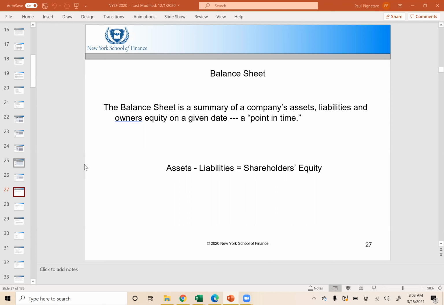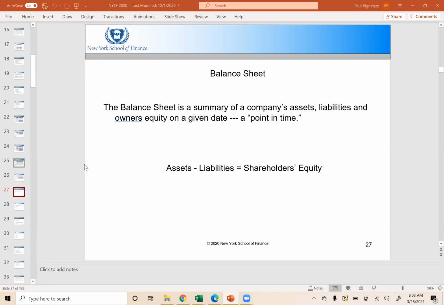Balance sheet is a summary of a company's assets, liabilities, and equity on a given date. So we talked about this a little bit last week when starting to construct the balance sheet. This is a point in time. This is how much you have. What do I have right now? How much inventory is in my warehouse? As opposed to sales, which is a period, right? How much did I make over a year? So it's a different perspective, right?